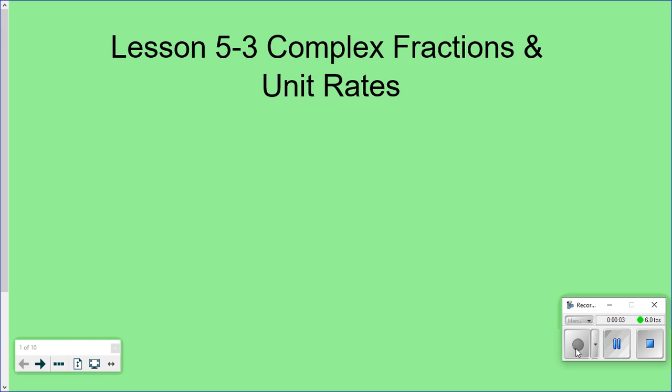Hi friends, today is lesson 5.3, complex fractions and unit rates. This is something that you did last year, so there should be no deer in the headlights look. Make sure you take some good notes because there's a lot of good step-by-step instructions in here, just in case you forget how to do this. If you're like me, you like step-by-step. So make sure you get those written down if you need them, and then a good example beside that.